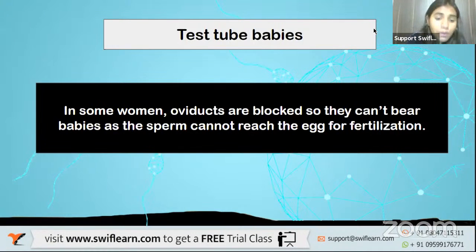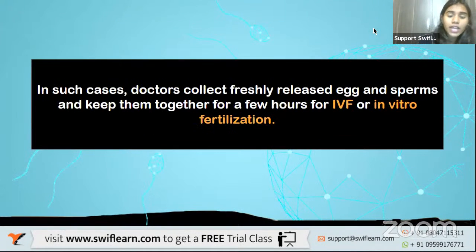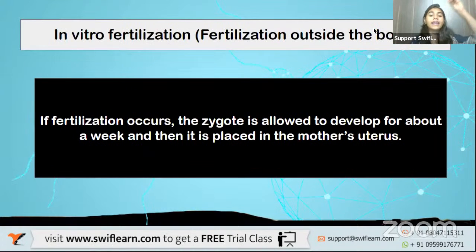Now, in some women, as I said earlier, the oviducts may be blocked, and therefore they cannot have children. Or sometimes, because the oviduct is blocked, the sperm cannot reach the egg for fertilization. In such cases, the doctors would prefer that you do IVF, or in vitro fertilization. That is test tube babies. The doctor will collect the egg from the mother and the sperm from the father, put it in a test tube, keep it for a few hours, and then take it and embed it in the mother's uterine wall.